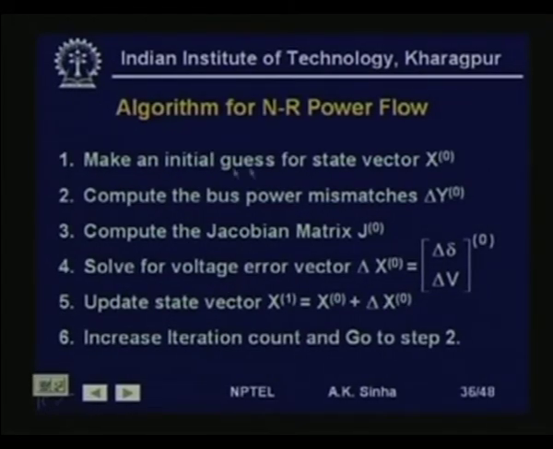The algorithm is again very simple. Make an initial guess state vector x 0, that is again a flat start. We assume all bus voltage magnitudes to be 1 where it is not specified, and the phase angles at all buses are assumed to be 0. Compute the bus power mismatches delta y, compute the Jacobian matrix, solve for the voltage error vector, update the state vector, increase the iteration count, and again go to the bus power mismatch calculation. So, this is how this Newton-Raphson method works.